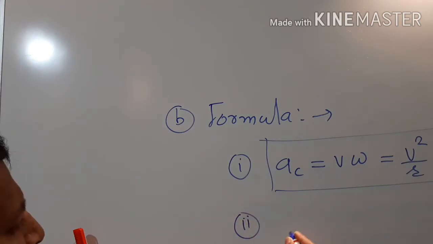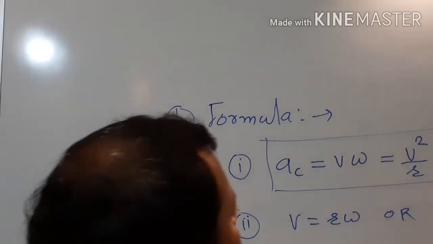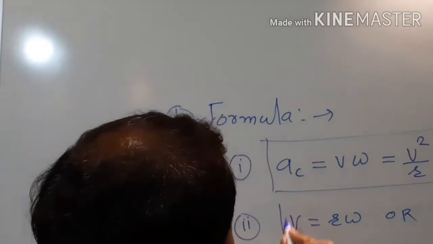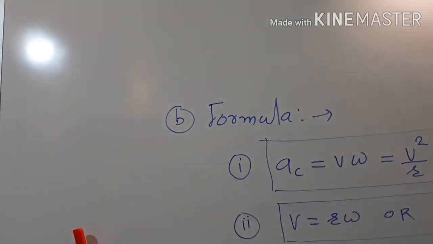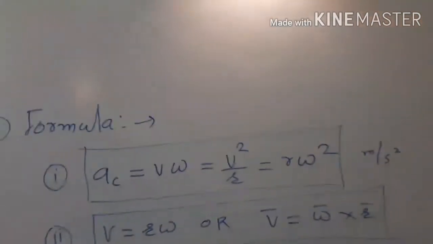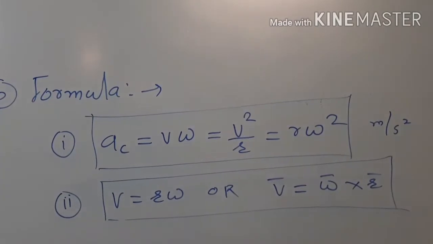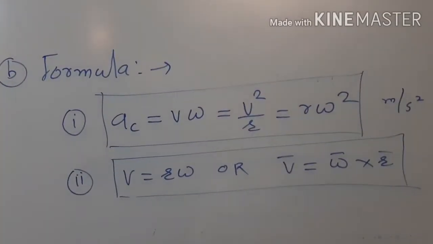Now this is the second. In UCM, the formula is v = r omega, or v vector = omega vector cross r vector. This is also an important formula in UCM. It is the formula for the relation between linear velocity and angular velocity. Write down these two formulae.